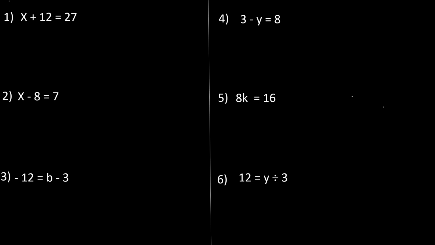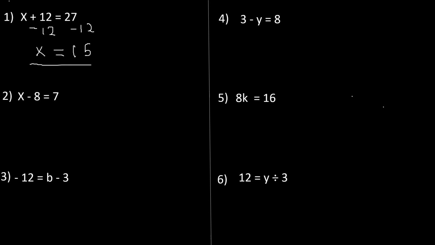x plus 12 equals 27. So we have plus 12 here, so we have to subtract 12 from each side, from both sides. Now x equals 27 minus 12, which is 15. Then the answer will be x equals 15.